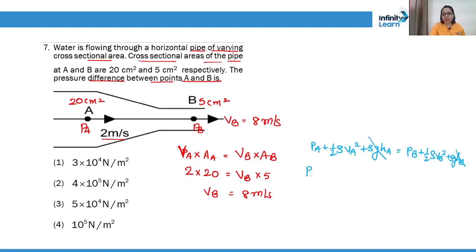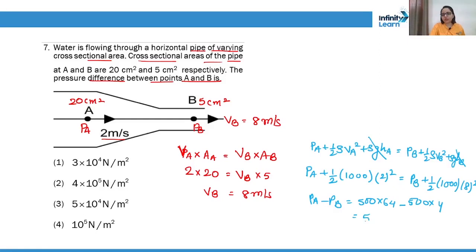So basically we have PA plus half rho, of water is 1000, into VA square, which is 2 square, is equal to PB plus half rho, which is again 1000, into VB square, which is 8 square, right? So PA minus PB is equal to 500 into 64 minus 500 into 4, which is equal to 500 into 60, and if you solve this further you'll get your answer as 3 into 10 power 4 Newton per meter square, which is option 1. I hope this is clear.